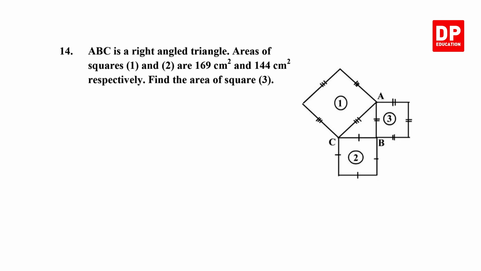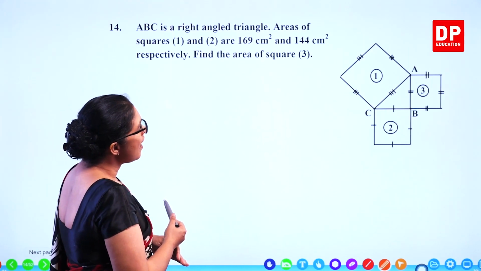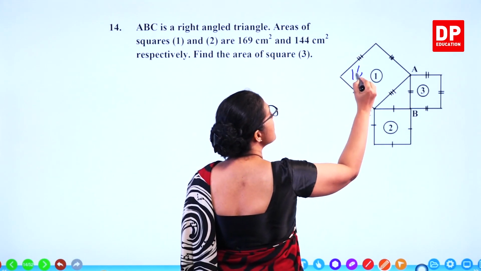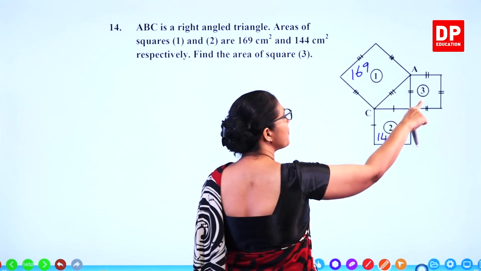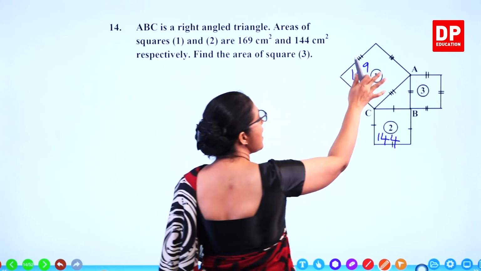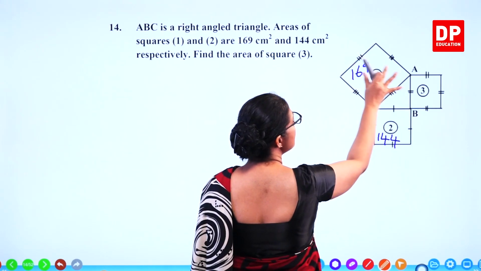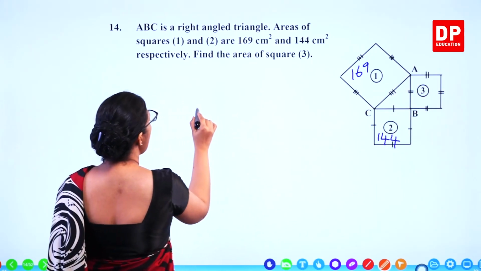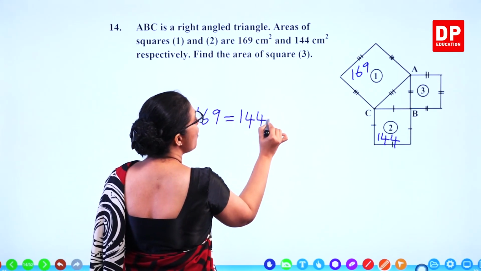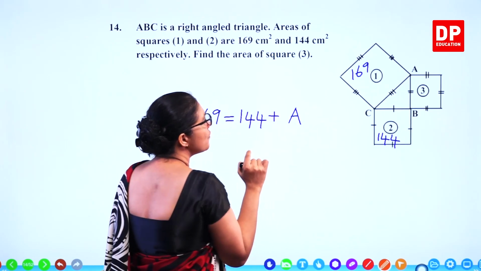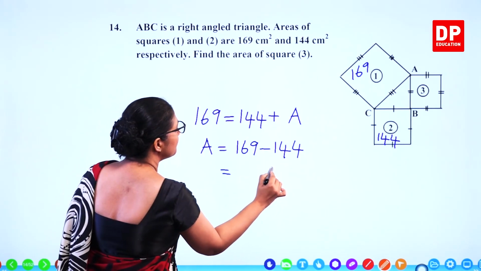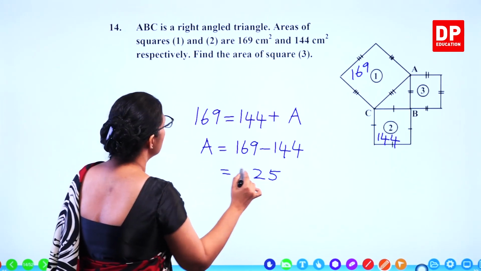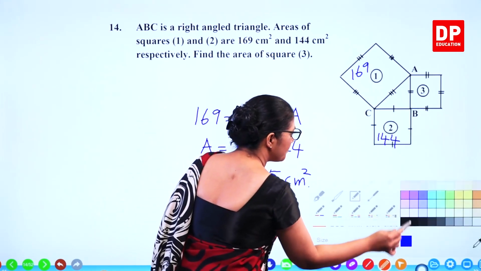Question number 14. ABC is a right angle triangle. Areas of squares 1 and 2 are 169 and 144. This is 169, this is 144. Respectively. Find the area of the square, third one. What do you know about Pythagoras theorem? The area, so the square term means area of this longer side is equal to these two areas. So 169 is equal to 144 plus, we'll put A for that, area of the third one. So what's the area? 169 minus 144. 25 square centimeters. So that's 2 marks.